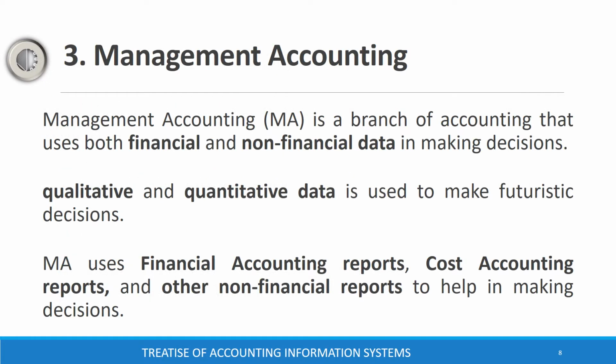The third branch of accounting is management accounting. Management accounting is a branch of accounting that uses both financial and non-financial data in making decisions. In management accounting, both qualitative and quantitative data is used to make futuristic decisions. It uses financial accounting reports, cost accounting reports, and other non-financial reports to help in making decisions.